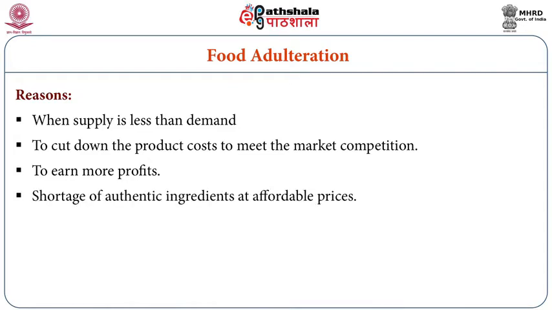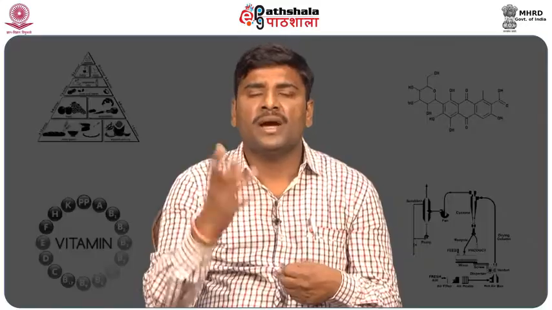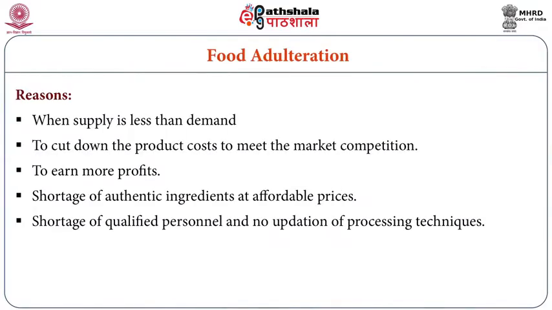And sometimes there is a shortage of authentic ingredients. For example, herbs like chives, oregano, and parsley. Most of these herbs we are importing from other parts. So if we are not getting authentic herbs, then people adulterate with local herbs. So that is another issue. And moreover, there is no qualified personnel in the food adulteration system who monitor this food adulteration problem.